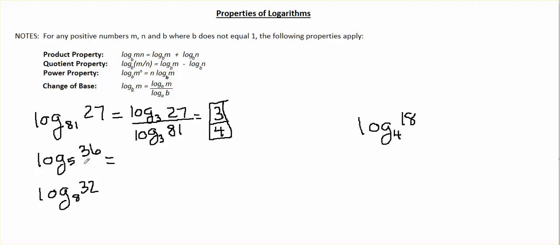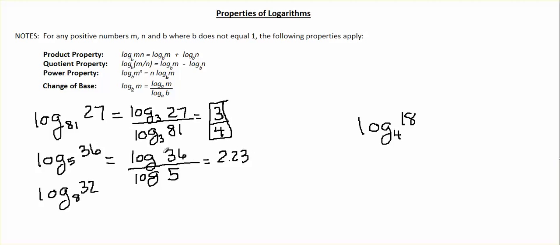Let's change this logarithm to the common log. So to change this to the common log, I would use log over log. And remember, for the common log, I don't need to write my subscript because it's just 10. If it's missing, my base is 10. So I'm going to take log of this number, 36, and divide it by log of my old base, which is 5. And if we plug that into a calculator, we're going to get 2.23.